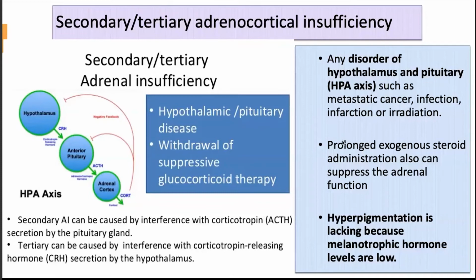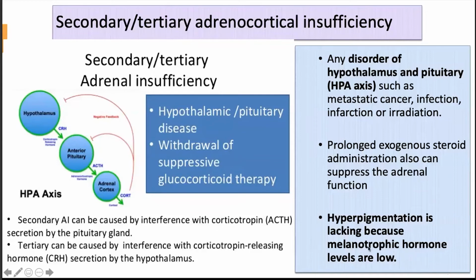But there will be no hypopigmentation in the secondary, only in primary, because hypopigmentation or bronze skin just now. Well, you know why? Because hypopigmentation is lacking because melanotropic hormone levels are low.